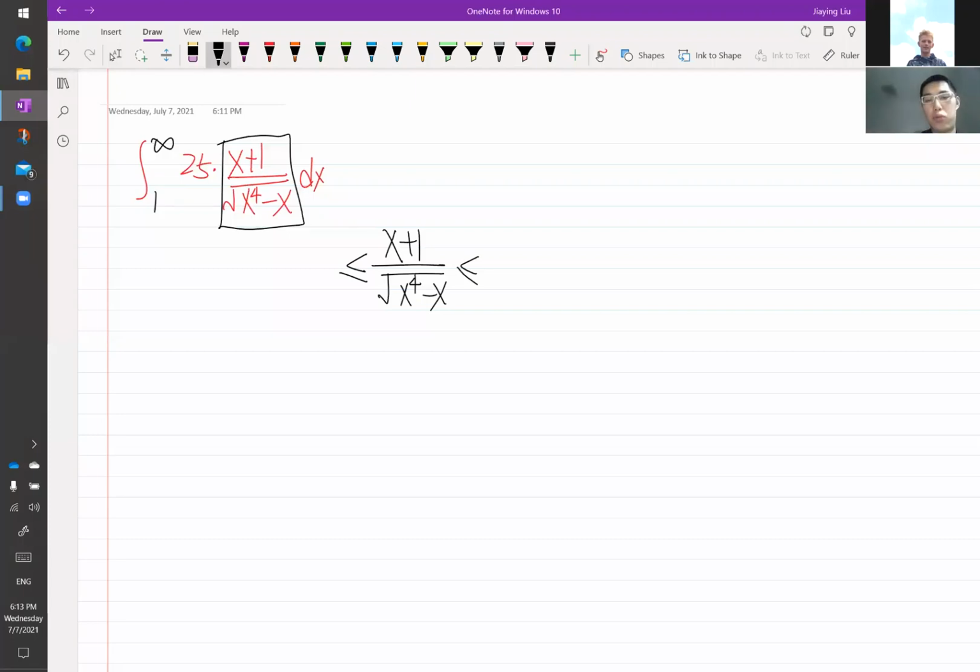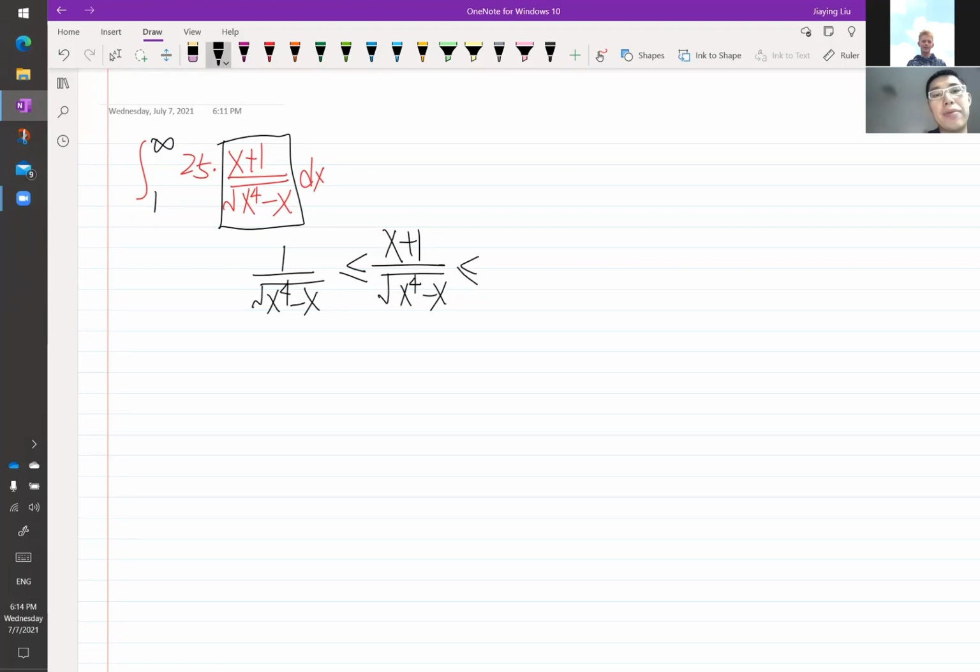The first thing when you look at this function, you can either focus on the numerator or denominator, right? If we fix the denominator and just focus on the numerator, we can see that x is always going to be greater or equal to 1, right? So this function is definitely going to be greater or equal to 1 over square root of x to the fourth minus x, right? If we just drop part of the numerator, the value of the fraction becomes smaller for positive x greater or equal to 1. Well, this is not going to be very helpful when we try to integrate this, right?